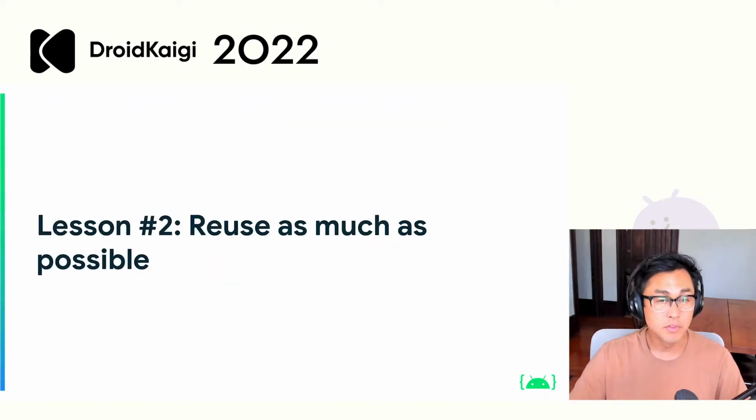All right, so moving on to the second lesson, which is to reuse as much as possible. Ideally, using Maps Compose shouldn't be drastically different from the Maps SDK. So if you have used Maps SDK previously, it should feel familiar. And one way to do that is to reuse as many classes and types in the Maps SDK as possible while using Maps Compose. But of course, deviating when and where it makes sense.